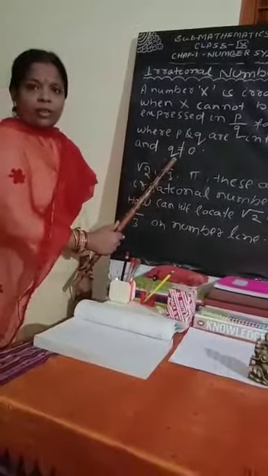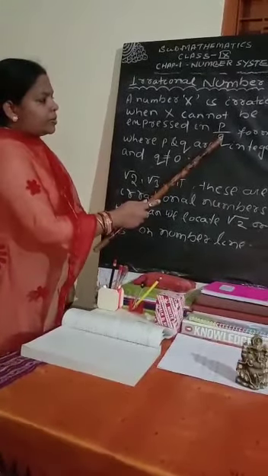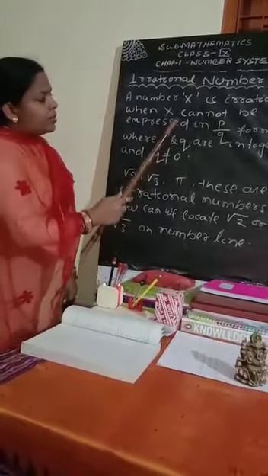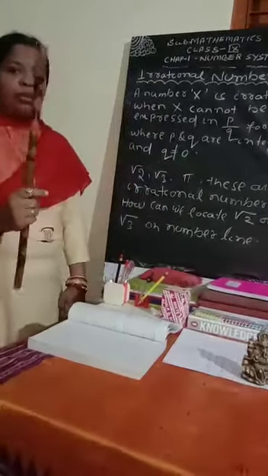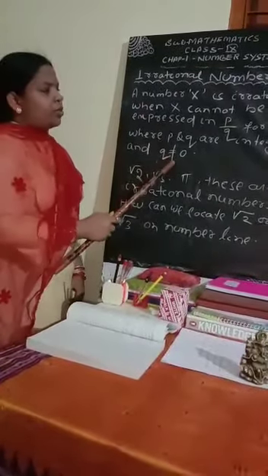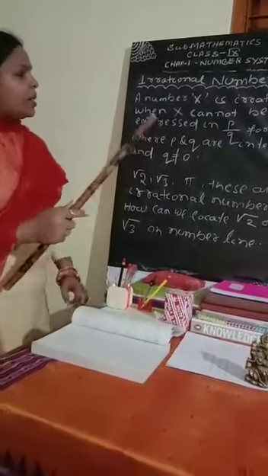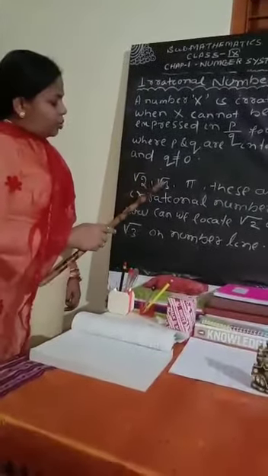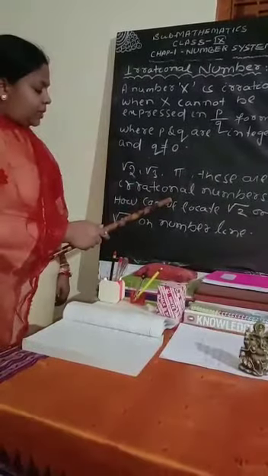Are you clear? If p by q is in the rational form, then p, q are integers and q not equal to 0. Its reverse is our irrational numbers. Are you clear? Then root 2, root 3, pi, all these are irrational numbers.